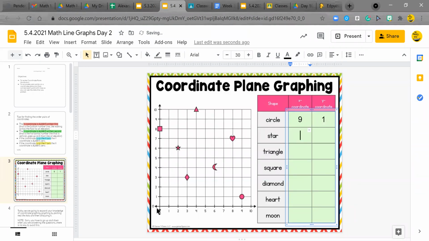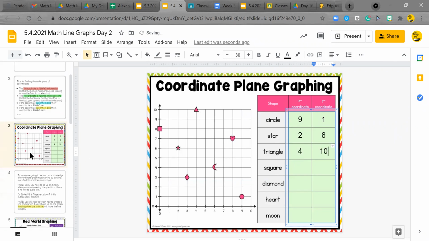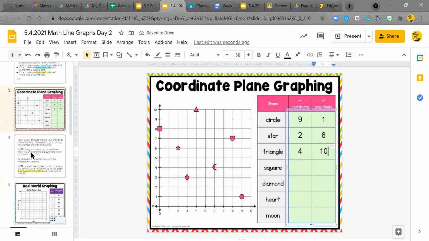Let's quick do the star. 2. Now we've got to figure out how far I go up. I've got to push 6. Great job. And one more, the triangle. Yes, 4, you guys, and 10. Great job. I'll let you finish the rest of those, and we're going to keep moving on.